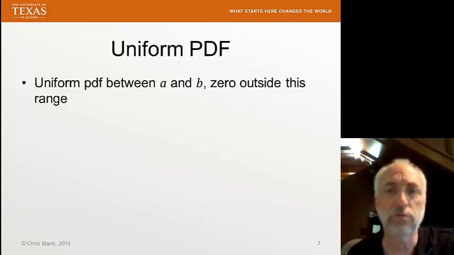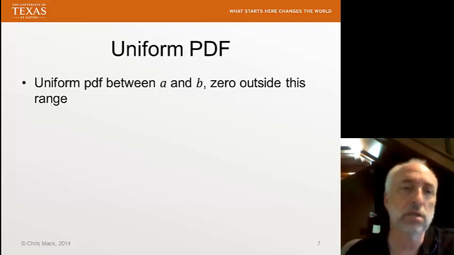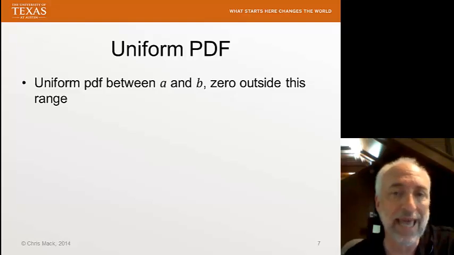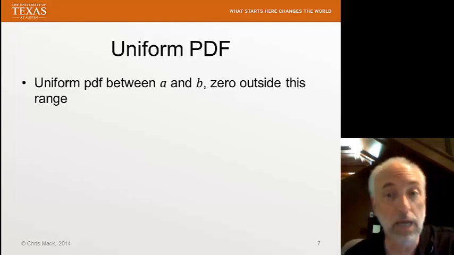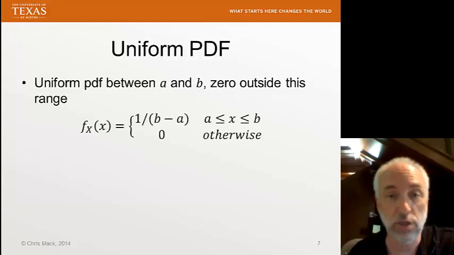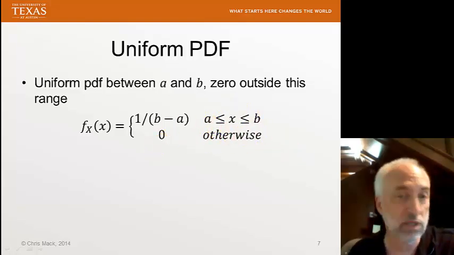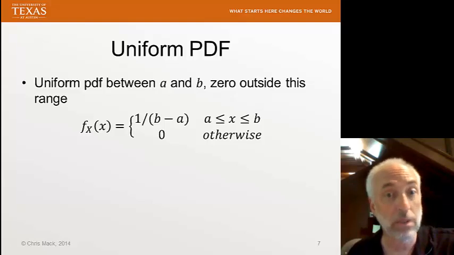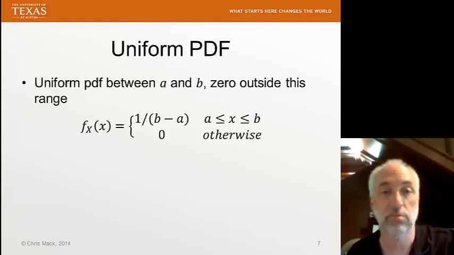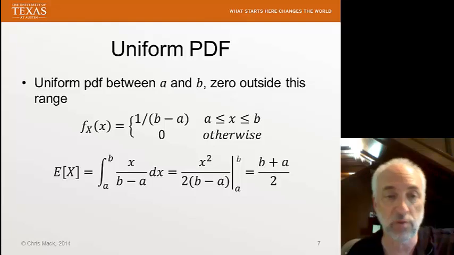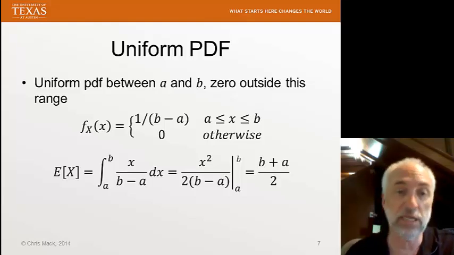Let's use our uniform PDF as an example. The uniform PDF between A and B, 0 outside of this range, has a PDF equal to 1 over B minus A when I'm in the range and 0 otherwise. We've already seen that. Now let's calculate the expectation for this random variable. Well, we simply plug it into our formula.